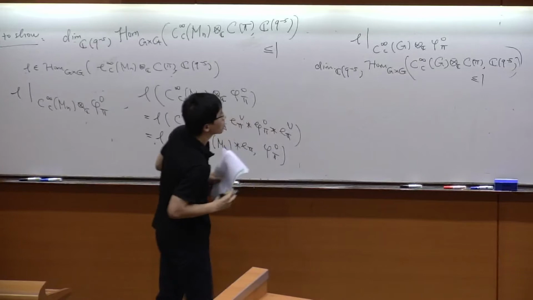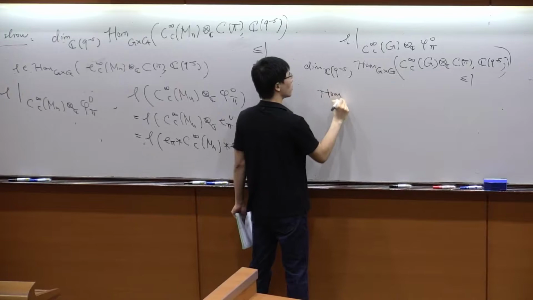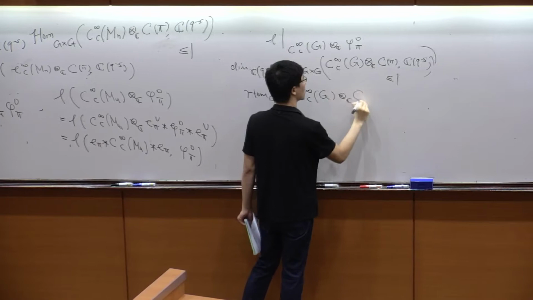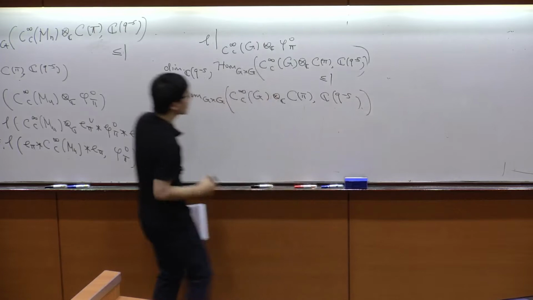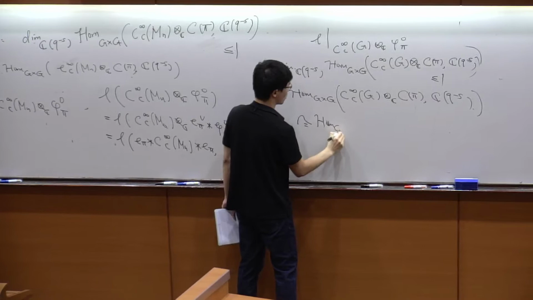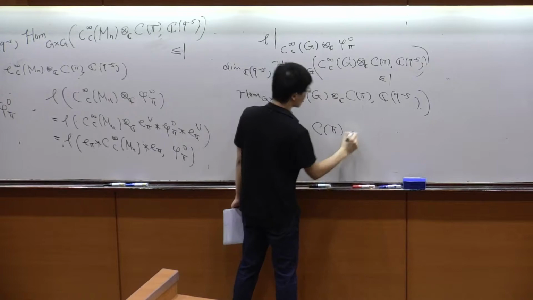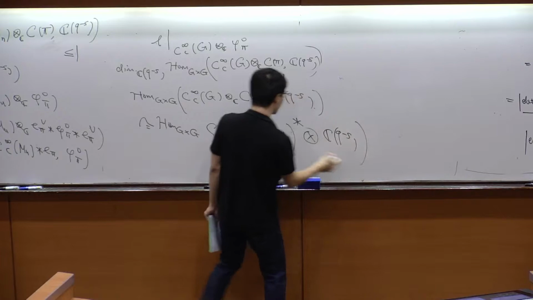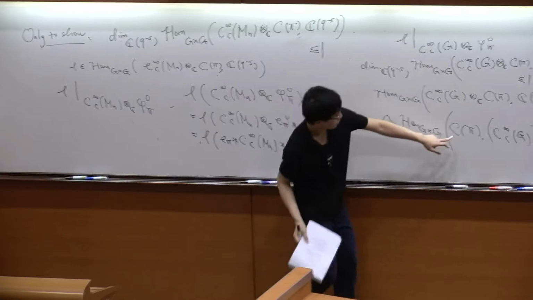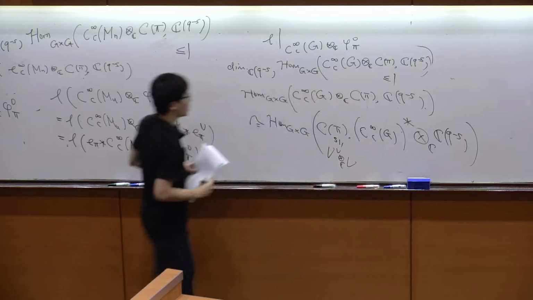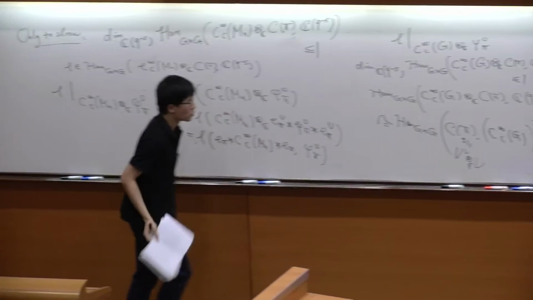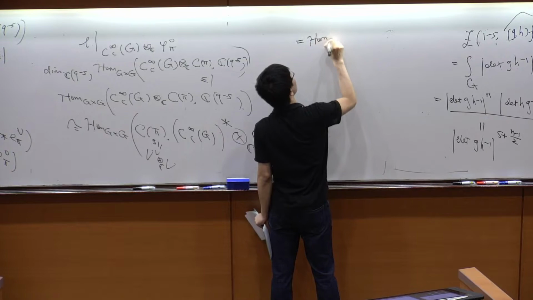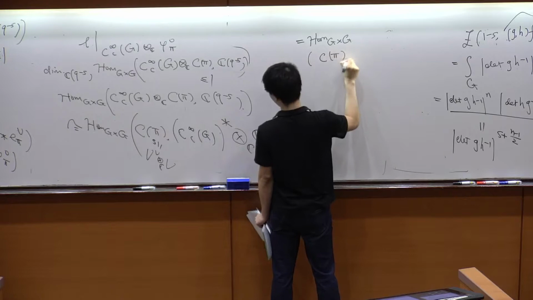So first, we know the following Hom space. By resolving linear algebra, this Hom space has a canonical isomorphism to Hom of G cross G of C pi to the linear dual of the C_c^∞ functions on G as a representation of G cross G. In particular, since C pi here is isomorphic to V check tensor V, it is a smooth representation, so the image always lies in the space of smooth vectors. So this is equal to Hom of G cross G from C pi to the smooth contragredient of C_c^∞.